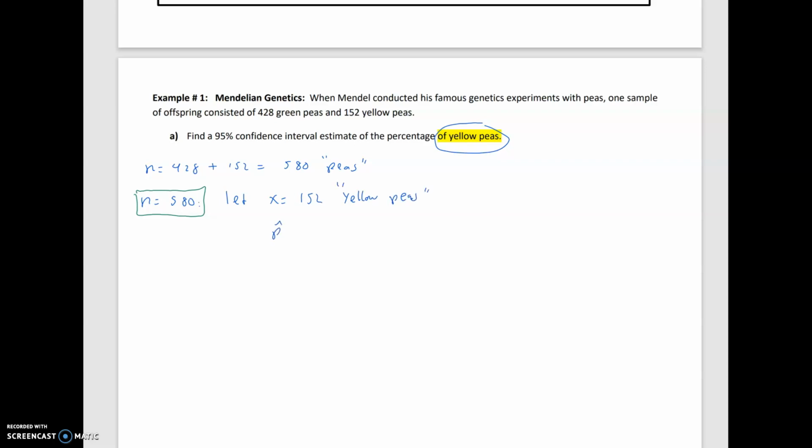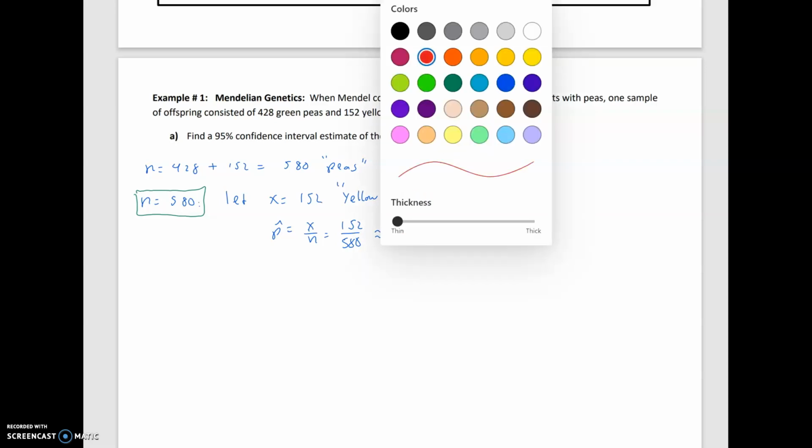Now this gives us the p-hat, which represents x over the value of n. And in this case, 152 divided by 580. So 152 divided by 580, and I'm going to carry about 4 decimal places so that we're matching with the shortcuts. So 0.2621, rounding to 4 decimal places.